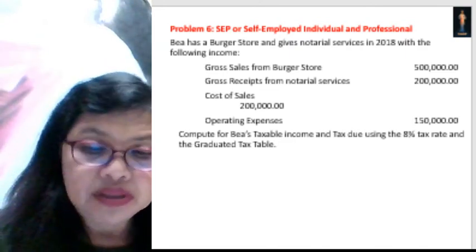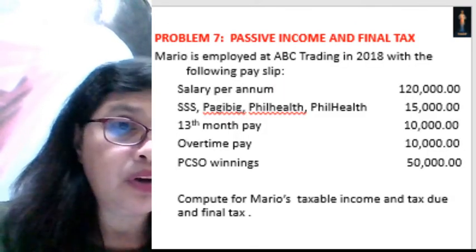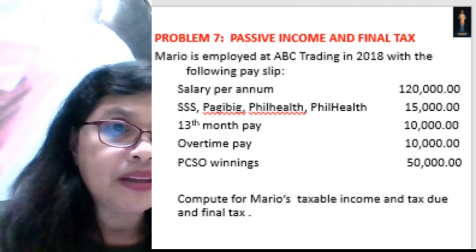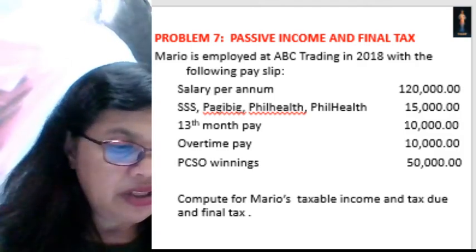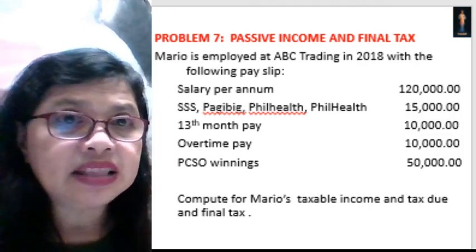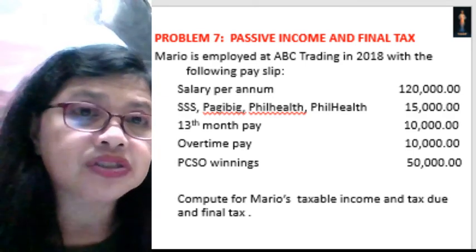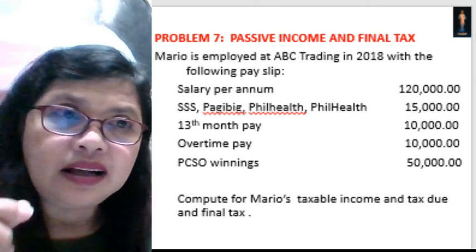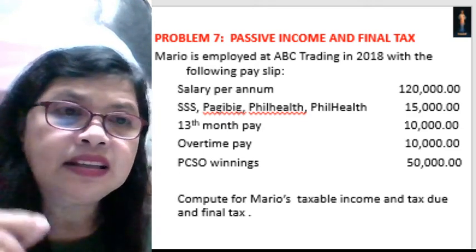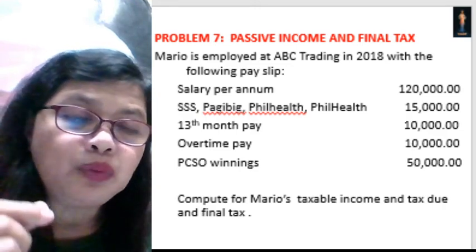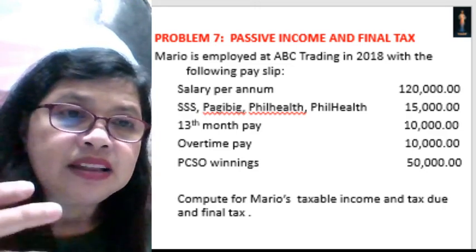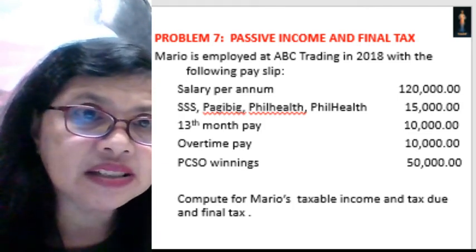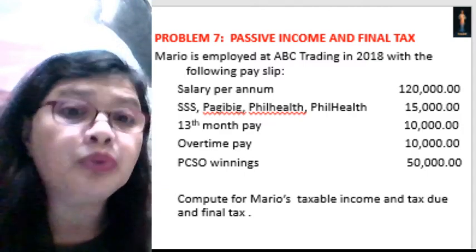Then problem number 7. Mario is employed at ABC Trading in 2018 with the following payslip. Okay, Mario. Where is Mario here? Okay, then he is employed at ABC Trading. This problem concerns passive income. When it is a passive income again, what do we have to recall? It is a type of income which you earn, but you don't have to actively work for it. Okay, in this case, the passive income is coming from the PCSO winnings.